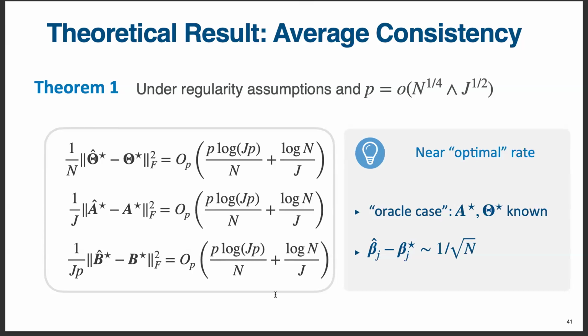Similarly, for beta, if you know all the latent factors and you know the A, this is the question any individual optimal rate, of course, is one over n. This corresponds to this term here, while you will have an additional J term that corresponds to the estimation of these factors.